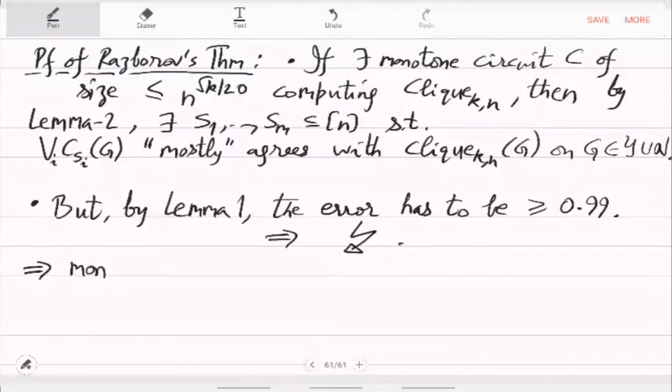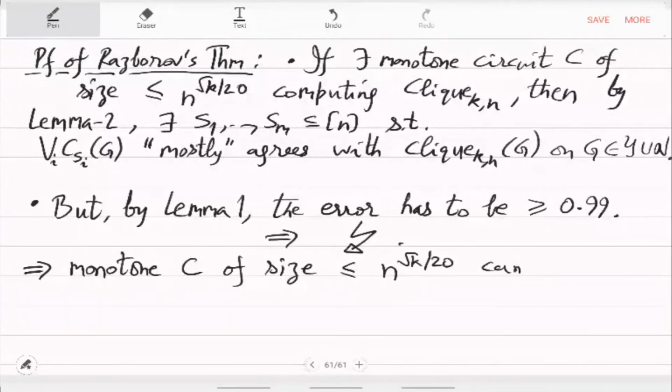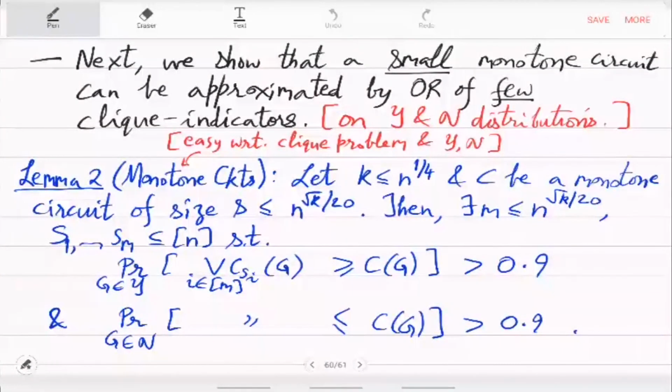Which means that a monotone circuit of this much size can't exist. That's the impossibility result. So once we have shown lemma 2, then lemma 1 and lemma 2 together prove Razborov's theorem. Next time we will do lemma 2.